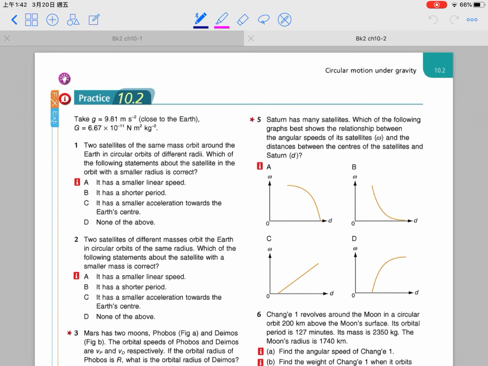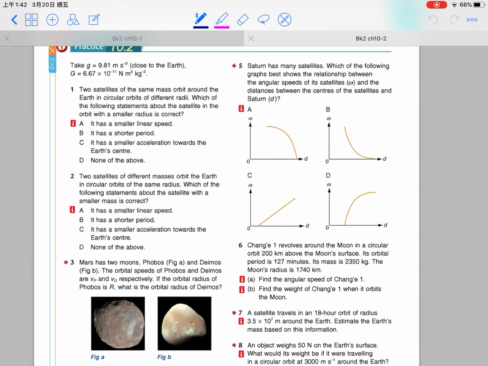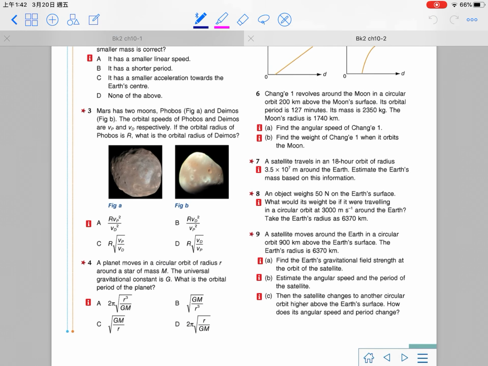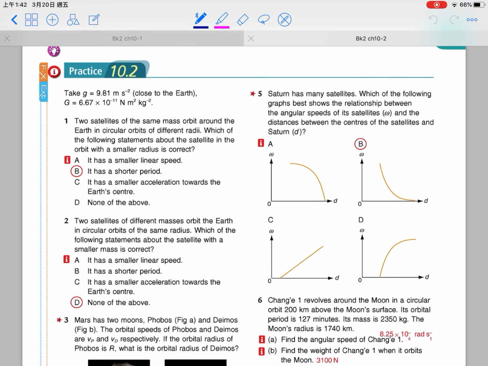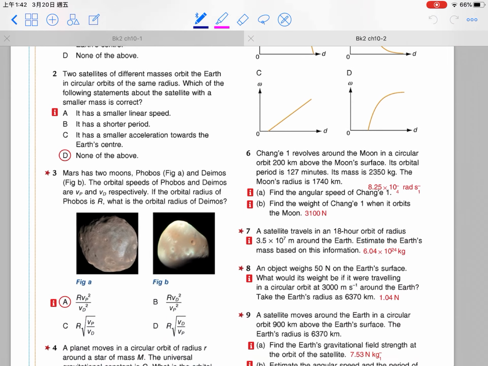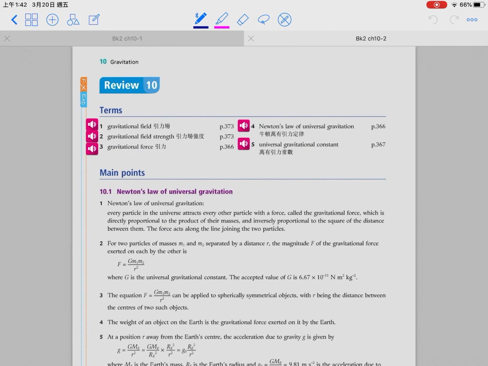This is the end of chapter 10.2. I would suggest you try all the MC questions in practice 10.2, and you can check the answer here. For the shortcut, you can find the full solution in the e-class.